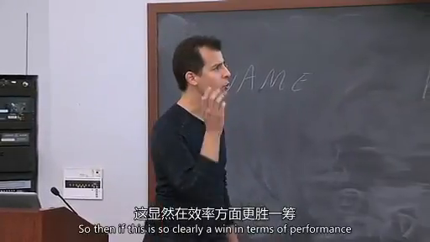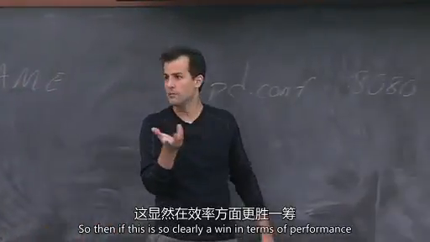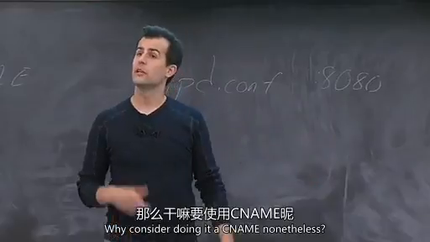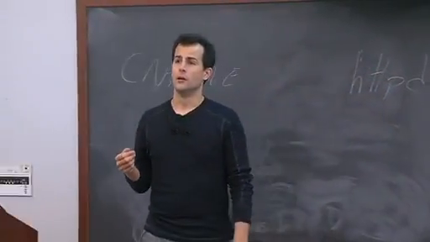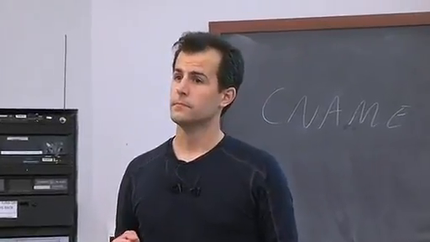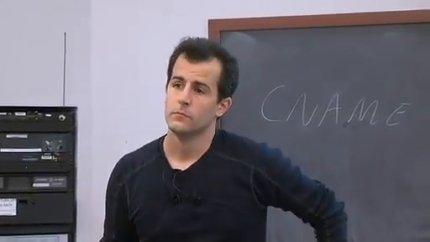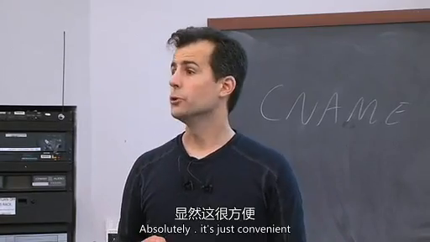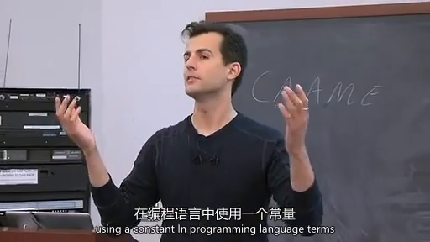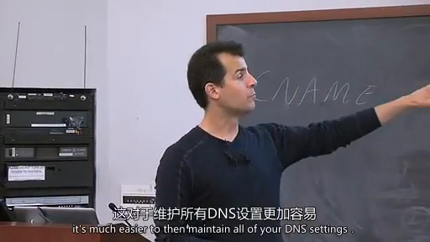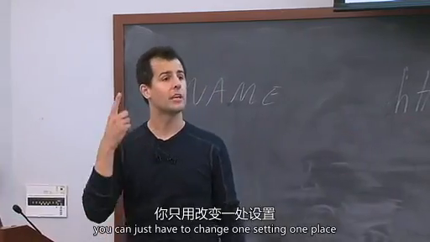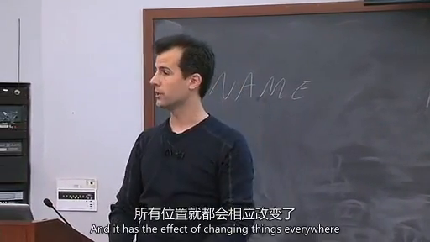So then if this is so clearly a win in terms of performance, even though we're talking milliseconds most likely, why consider doing a CNAME nonetheless? Well, if you get a complicated enough DNS record, you're going to make a mistake when you change your IP address, or you get a good chance to. If you've got one IP address to change, you've got a much better chance. Absolutely. It's just convenience. If you can factor out these configuration details using a constant in, say, programming language terms, it's much easier to then maintain all of your DNS settings if you just have to change one setting in one place, and it has the effect of changing things everywhere.